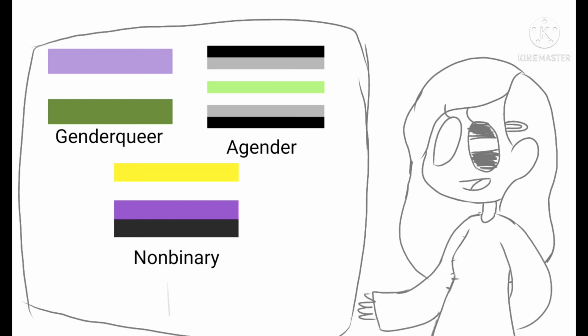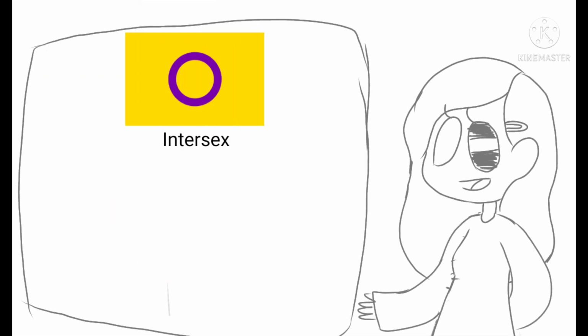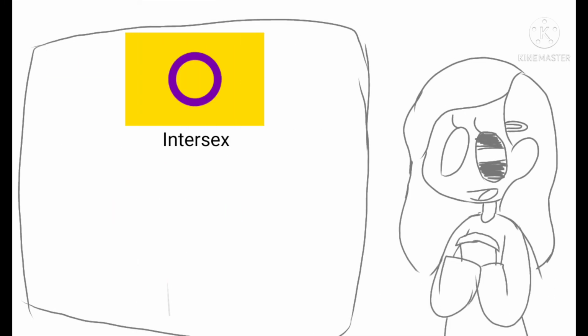Now let's go on ahead and move on to the next sexuality. This is the intersex flag. Intersex is an umbrella term for those whose bodies do not align with the gender binary of male and female. Some people can have both sets of genitals, various combinations of chromosomes, or more differences. But I think that no matter what your differences are, you're still a beautiful person.